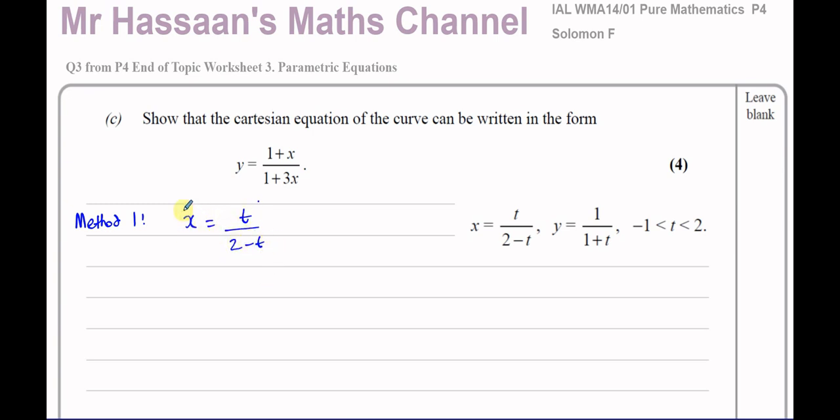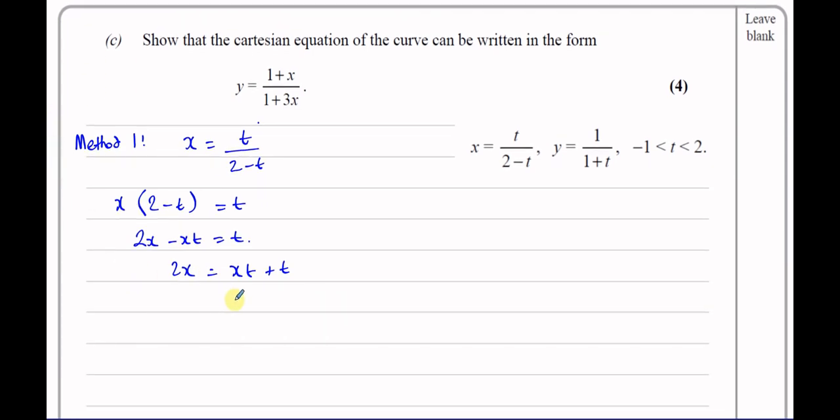So if you make t the subject of this formula, you multiply both sides by 2 minus t. So you have x times 2 minus t equals t. Expand the bracket, so you have 2x minus xt equals t, and bring the t's together. So you have xt plus t equals 2x. Then take t as a common factor, so you have t times x plus 1 on this side, and 2x on this side. Then divide both sides by x plus 1. So you have 2x over x plus 1 equals t.